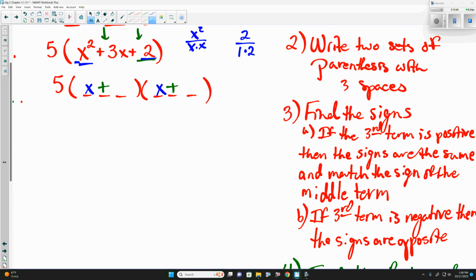Well, 1 times 2. Are there any other factors of 2? No. So we can plug it in. Any questions on how we got through steps 1 through 4? We're ready for step number 5.